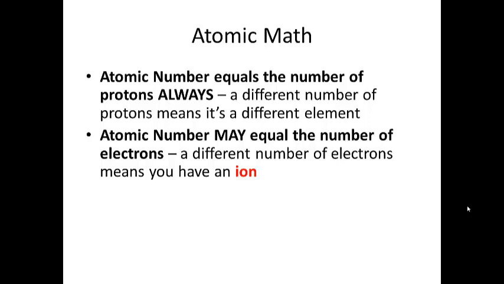However, in real life, this doesn't happen that often. What happens a lot of the time is that some of the electrons leave the electron cloud and go visit a friend. When this happens, you have a different number of electrons than protons, and you now have a particle called an ion.